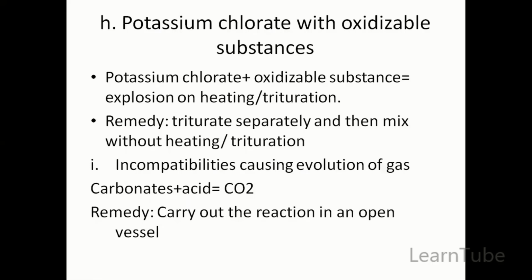Next is potassium chlorate with oxidizable substances. When potassium chlorate combines with some oxidizable substance, it may cause an explosion on either heating or trituration. So what is the remedy? You have to triturate each of the substances separately. Triturate potassium chlorate separately, triturate the oxidizable substance separately, and then with the help of a spatula you just mix them. You will not triturate it, you will not heat it.